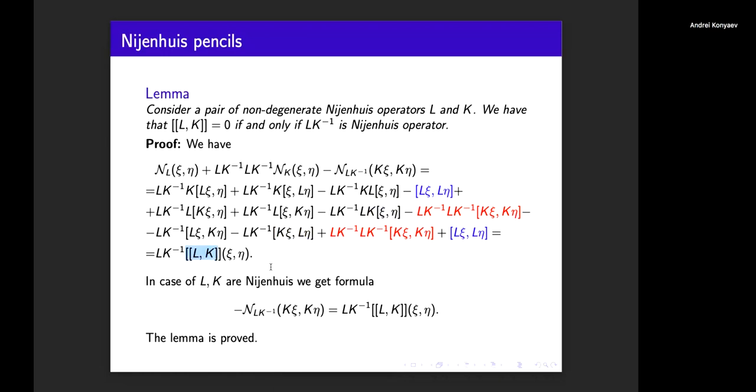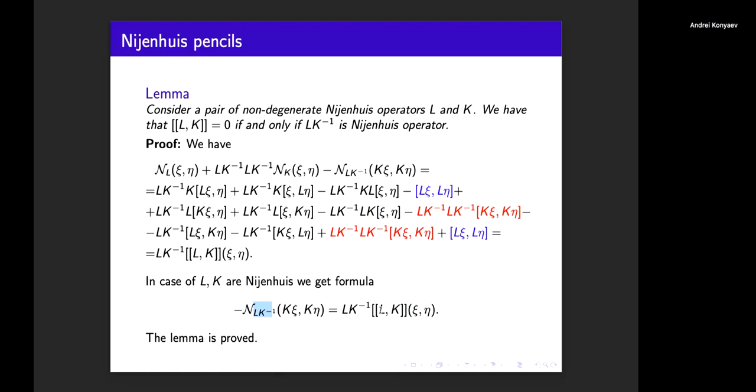So because I took the Nijenhuis operators, not arbitrary operators, this bracket vanishes, because L is a Nijenhuis operator, and k is a Nijenhuis operator, and the bracket for k vanishes. So I get the following formula, see? That means that the Nijenhuis torsion of this operator for the non-degenerate k coincides with the following operator for the Frohlicher-Nijenhuis bracket. So they vanish simultaneously, if and only if. It means that if this operator is Nijenhuis, then this Frohlicher-Nijenhuis bracket vanishes. So we see that we have this formulation.